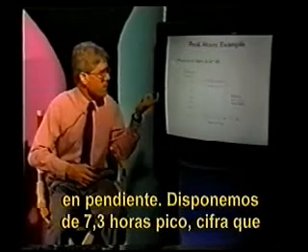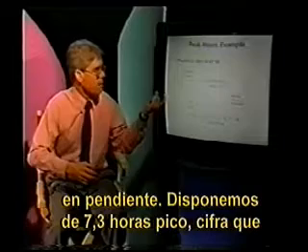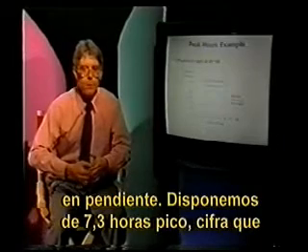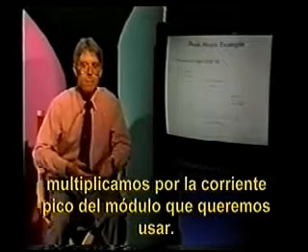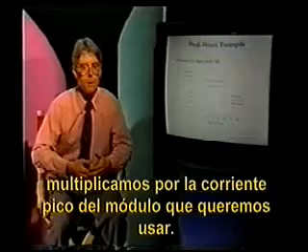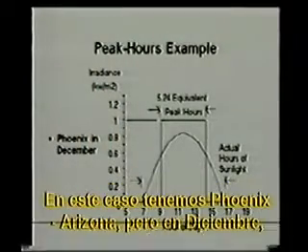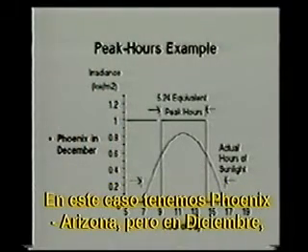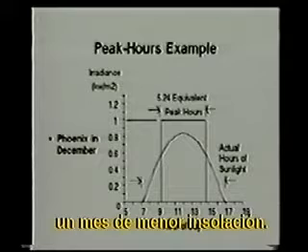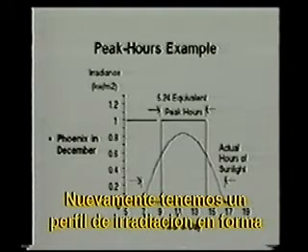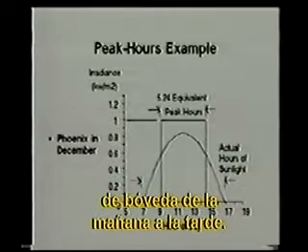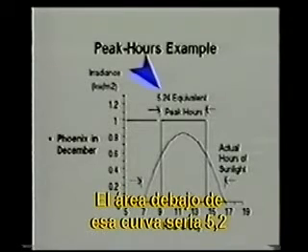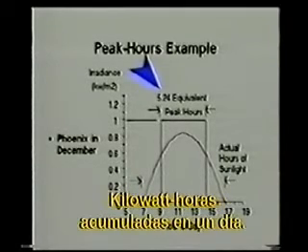And now we see that the peak hours that we have available to us is 7.3 peak hours. We would use that number and multiply times the peak current of the module we wanted to use. In this case, we're looking at Phoenix, Arizona, but in December, a lower insolation month. Again, we have a dome-shaped irradiance profile from morning to afternoon. The area under that curve would be 5.2 kilowatt hours accumulated in a day.